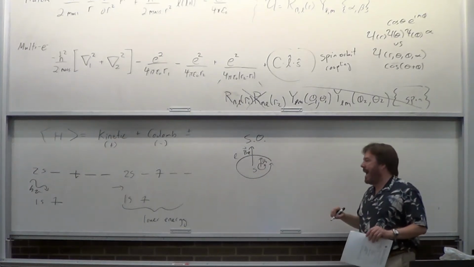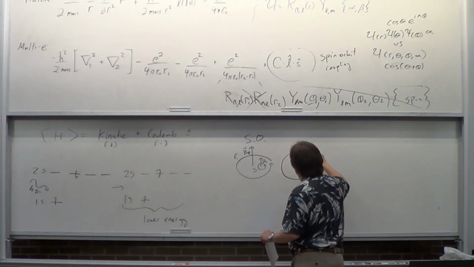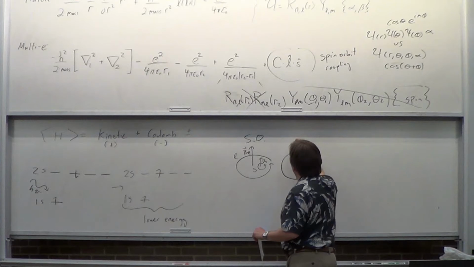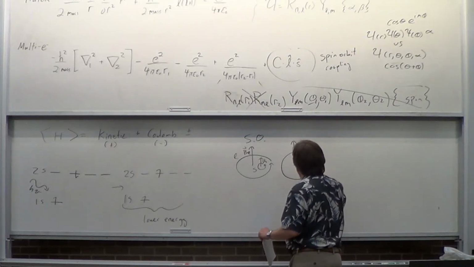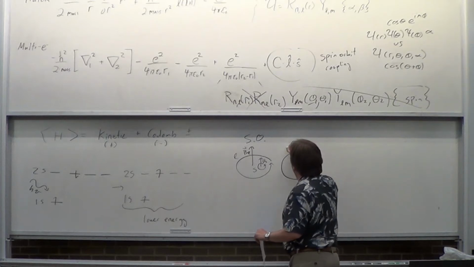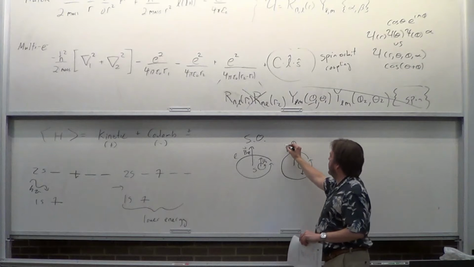Now, is this bad or good? Before you answer that, let me draw the L magnetic field. Now, let me draw the B. See, what could happen is the spin could go the other way. And these, of course, are vectors.